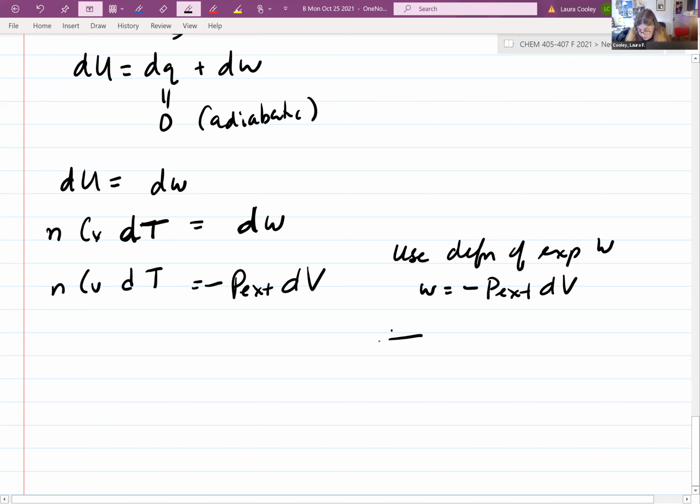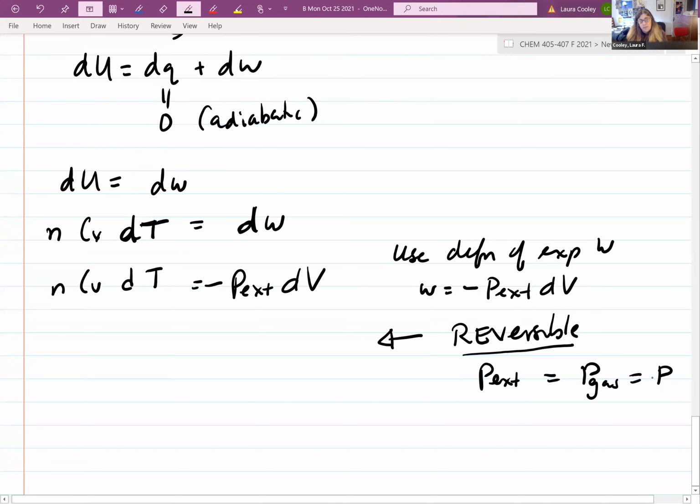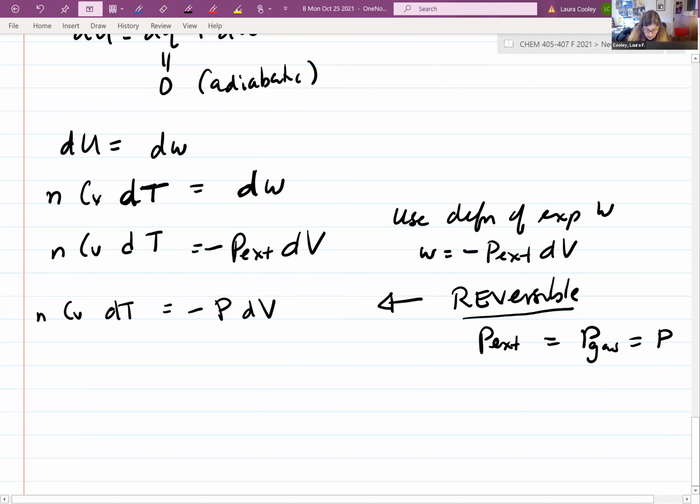Okay, and now we're going to use the fact that this is a reversible expansion. So the external pressure is the same as the pressure of the gas. So lots of times I write P external equals P gas, but we never say P gas. We just say P. So this nCv dT equals minus P dV. And then we need to put in, because we have a dV here, eventually going to integrate volume, we know that P depends on V, so we better put that in. And so we have this.